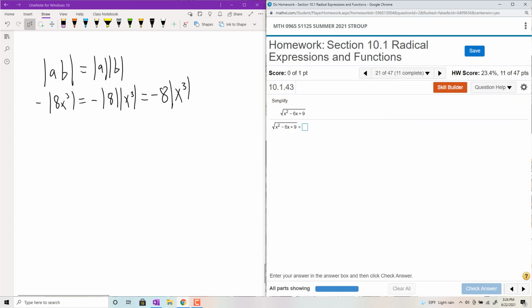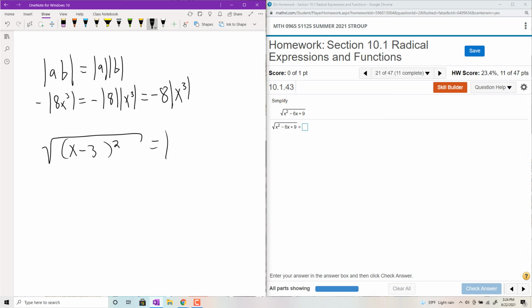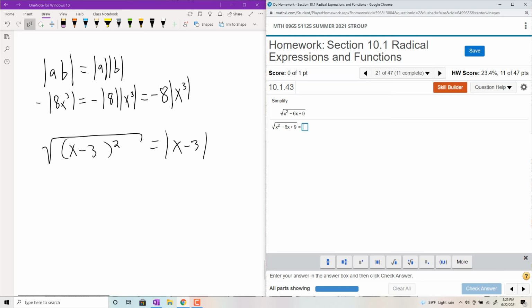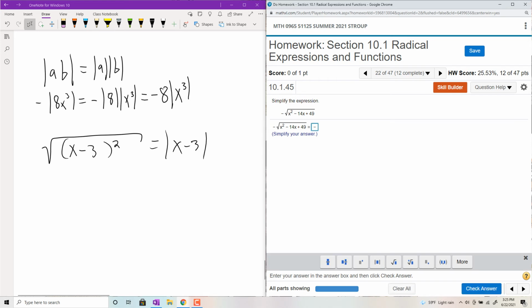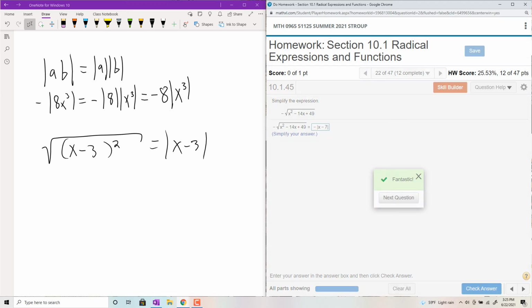Yeah, this is another absolute value, like the video quiz. Factoring it is going to be x minus 3 squared, and so it will be absolute value of x minus 3. Okay. And this will be negative absolute value of x minus 7. It's almost too easy.